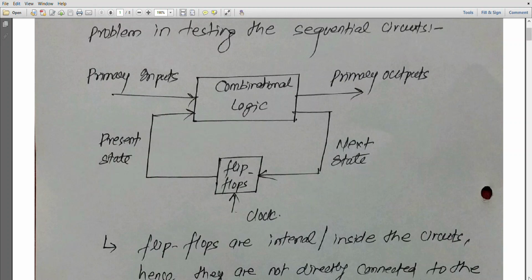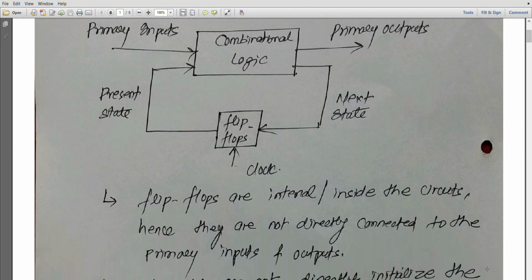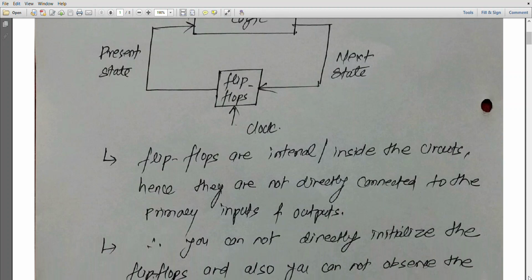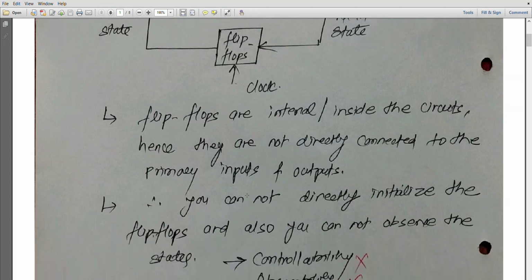So what is the problem? Flip-flops are internal and inside the circuit. Hence, they are not directly connected to the primary inputs and outputs. You can see from the figure. Flip-flop is internal. It is not connected to the primary input or primary output directly. It is connected with states. So state variables are there in case of flip-flops. ये है difficulty. Next, hence you cannot directly initialize the flip-flops and also you cannot observe the states.